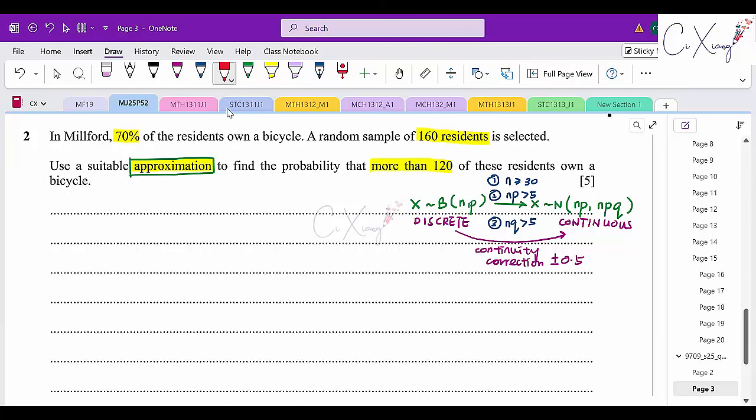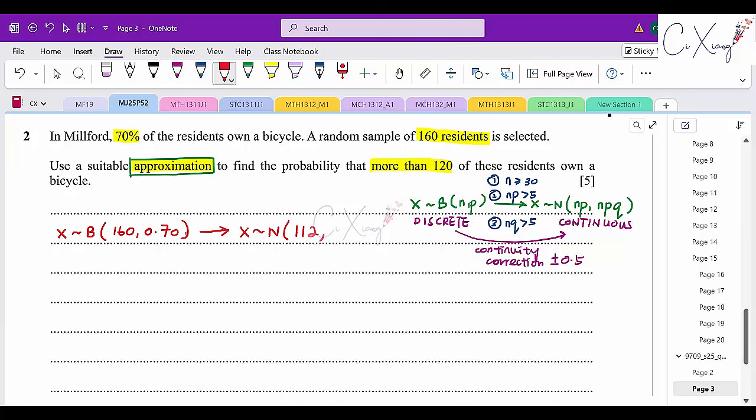So let's start. First of all, I want to write out that the number of residents who own a bicycle is binomially distributed. Original n is 160, and the probability is 0.70. Since the question already requested us to change it to normal, let's find the mean. How to get the mean? You can take n times p. So n is 160 multiplied by p, and 160 multiplied by 0.7 gives 112.